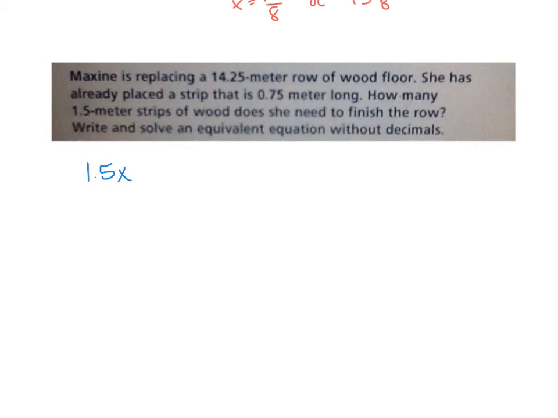However, she has already placed 0.75. So we're going to add that, because we want 1.5 times an undetermined amount plus 0.75 to equal her total of 14.25. Okay? So we got our equation written out.